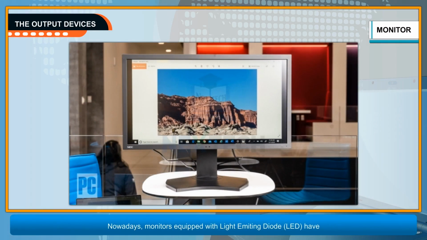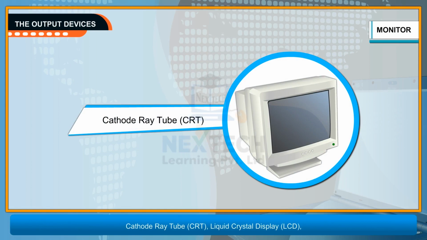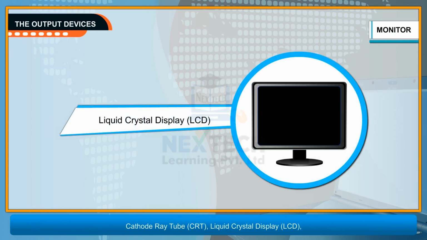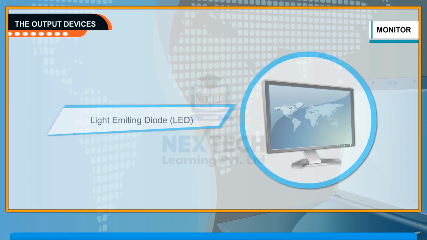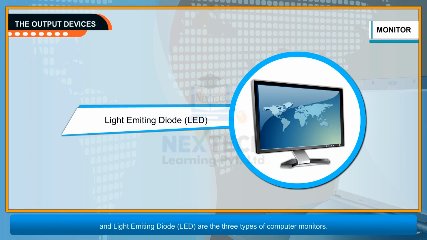Nowadays, monitors equipped with light-emitting diode, LED, have gained great popularity due to the clarity of the screen and the slim shape of the monitor. The result given on the monitor screen is known as soft copy. Cathode ray tube, CRT, liquid crystal display, LCD, and light-emitting diode, LED, are the three types of computer monitors.